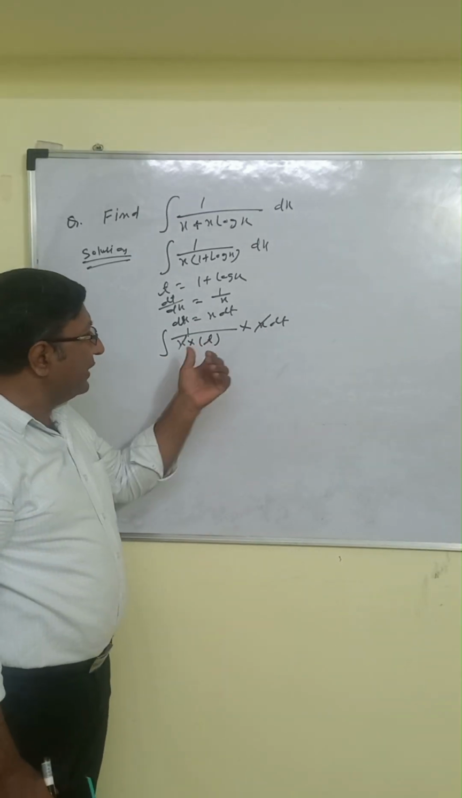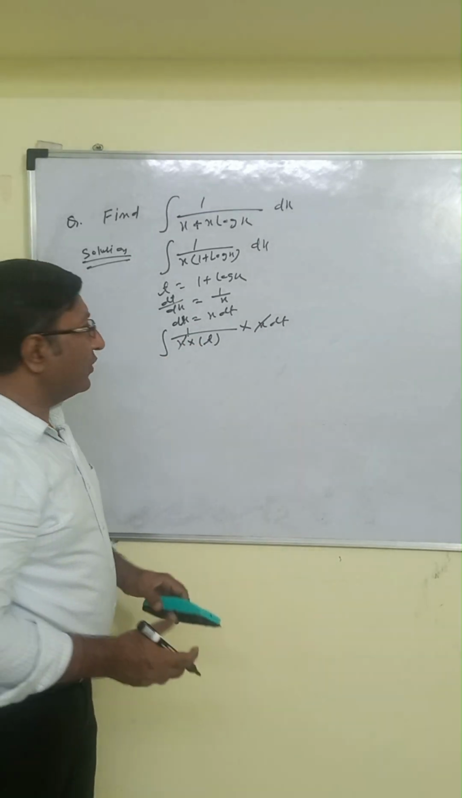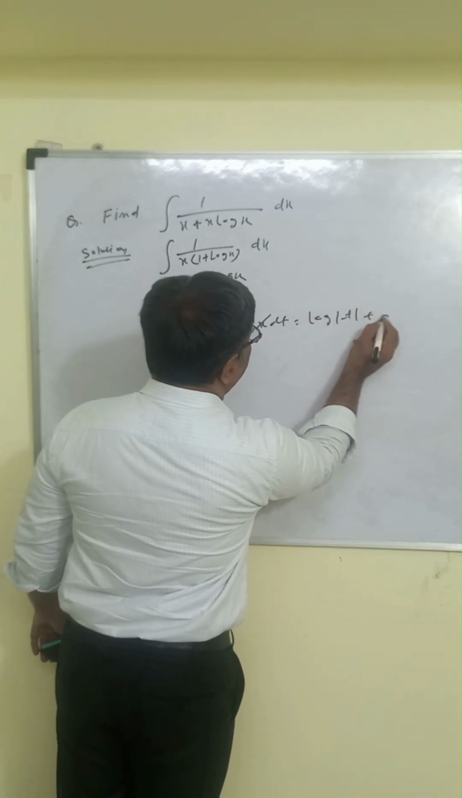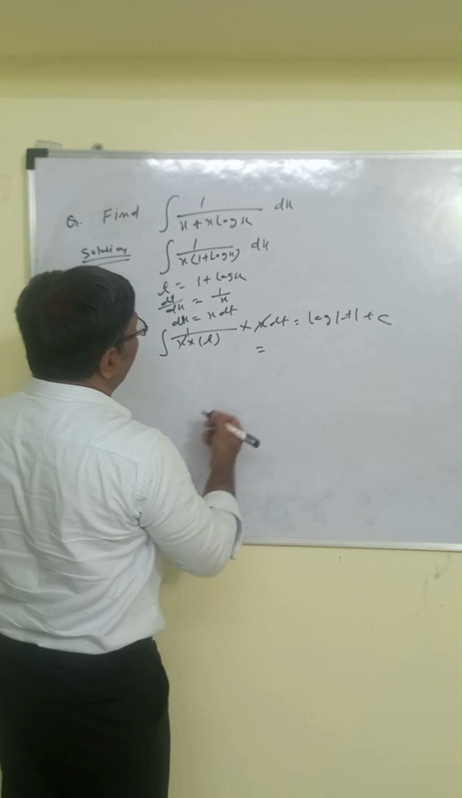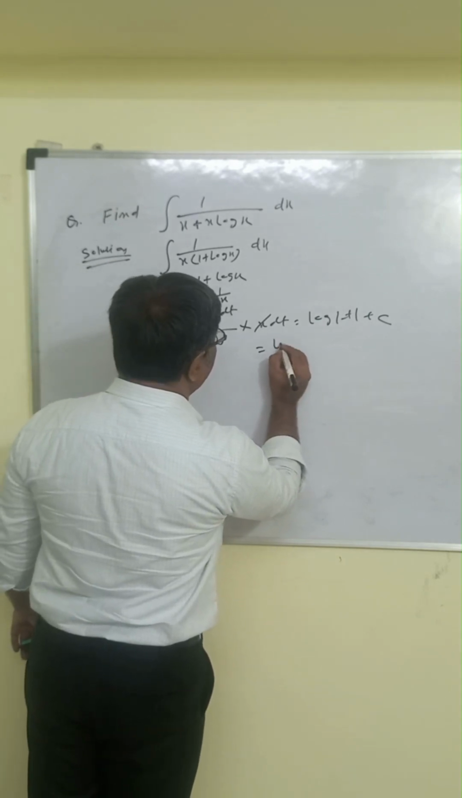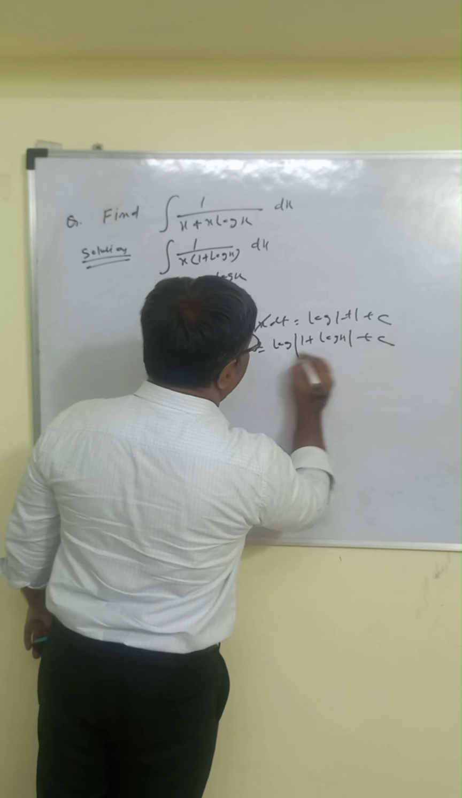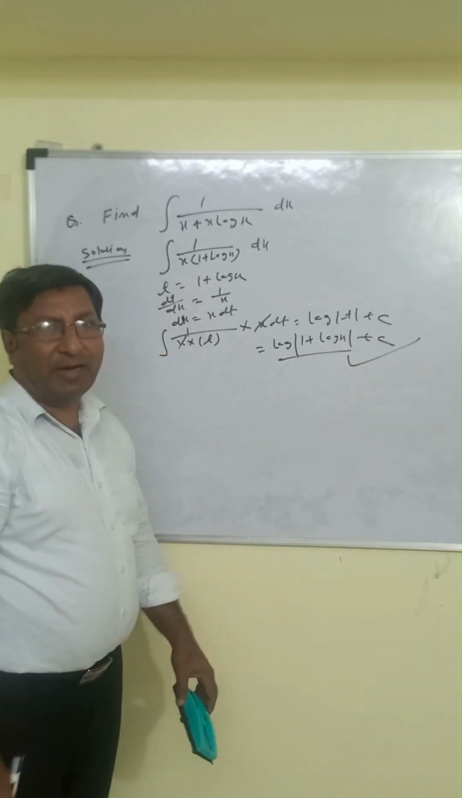So we get the integration of 1 by t dt. The integration of 1 by t is log of t, so log of t plus c. We know t is 1 plus log x. So we can write log of 1 plus log x plus c is our correct answer.